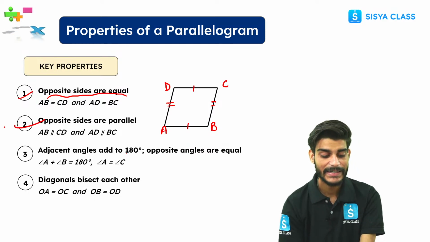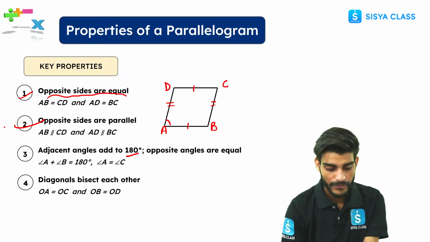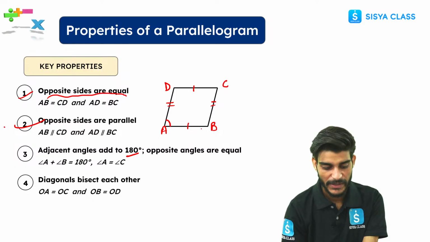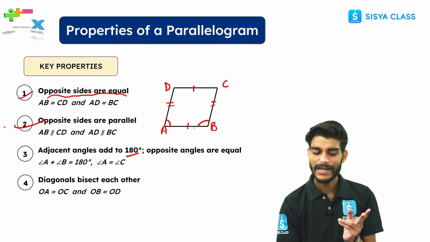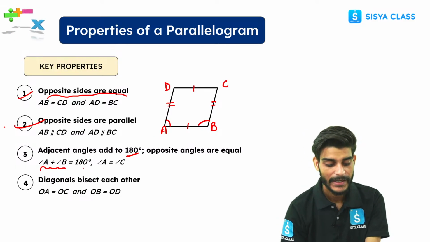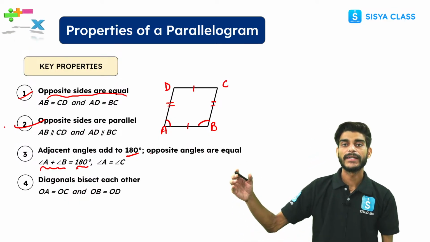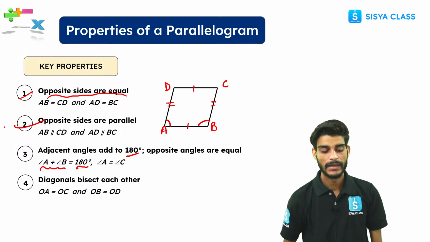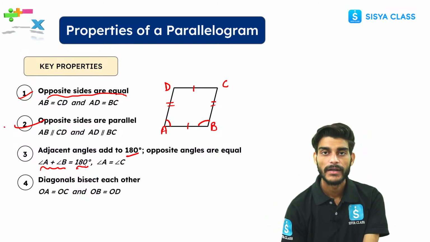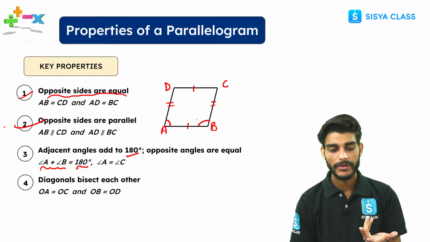The third one is that adjacent angles add to 180 degrees. What are the adjacent angles here? If this is angle DAB and angle ABC, these are adjacent angles obviously. If you add the two angles, angle A and angle B, it will be 180 degrees, meaning supplementary. If the sum of two angles is 180 degrees, they are called supplementary angles. So this is one of the properties: adjacent angles are supplementary in a parallelogram.